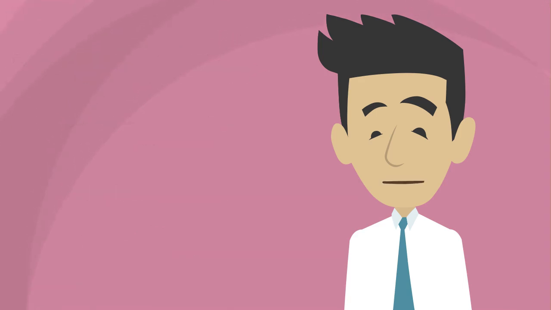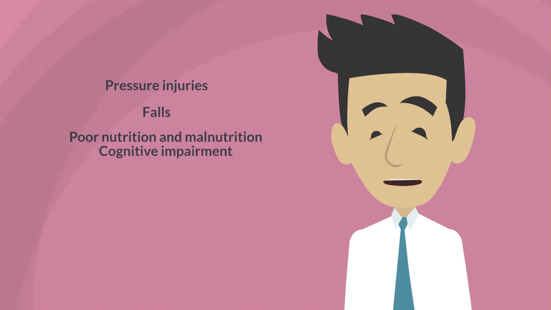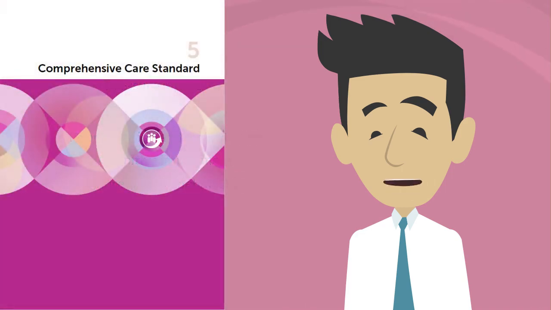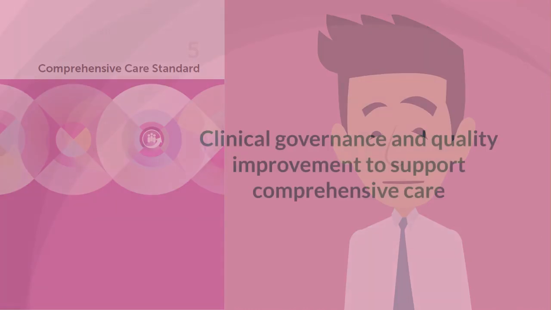There are 36 actions or activities that our service has to have in place to meet this standard. This includes specific actions around the minimization of harm from pressure injuries, falls, poor nutrition and malnutrition, cognitive impairment, unpredictable behaviors, and restrictive practices. Let's look at some of the questions that the assessors may ask to determine if we are meeting this standard.